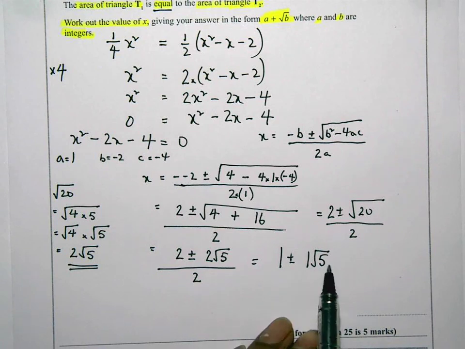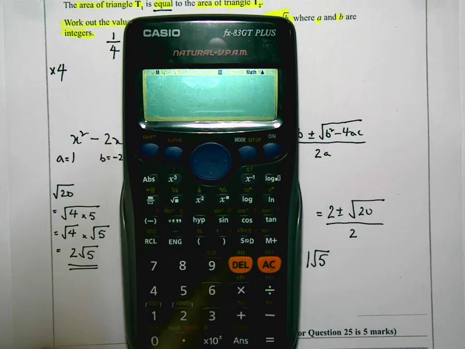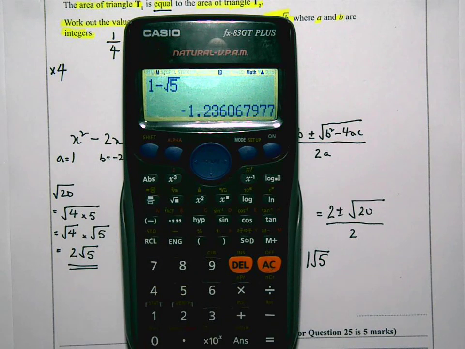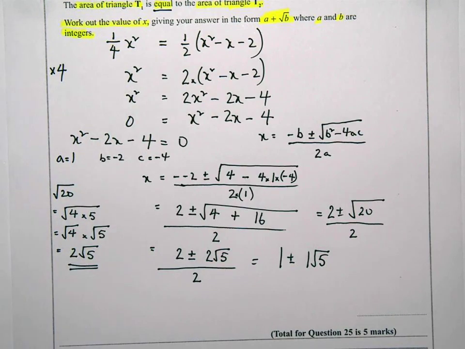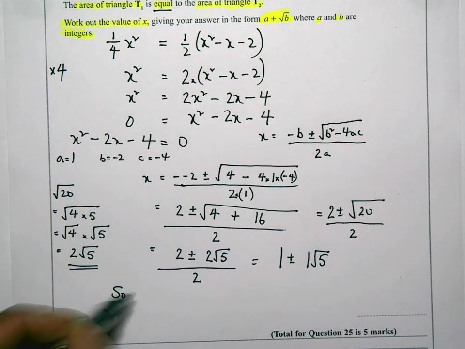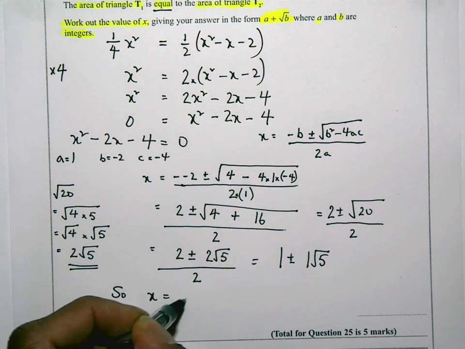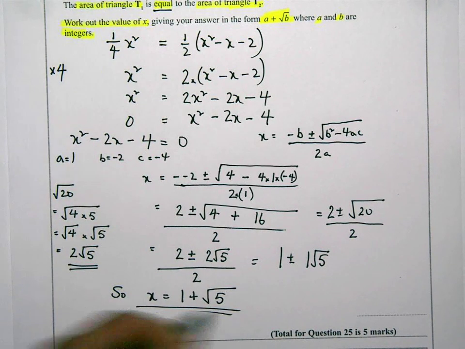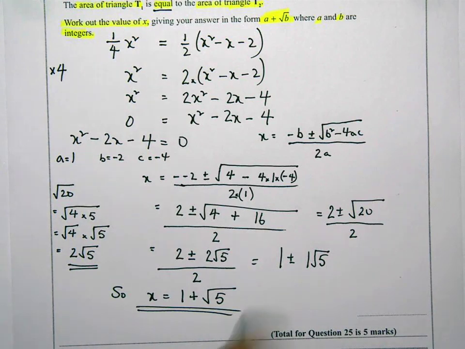Now I think 1 minus root 5 is going to be a negative number. Let's just check that. 1 minus the square root of 5 equals, yeah, that's a negative number. Now the answer we get for this is the length of x, right? And x can't be negative. So in this case here, x is going to be equal to 1 plus the square root of 5. We're going to ignore the minus 1. So all I'm going to put in my answer space is 1 plus root 5.